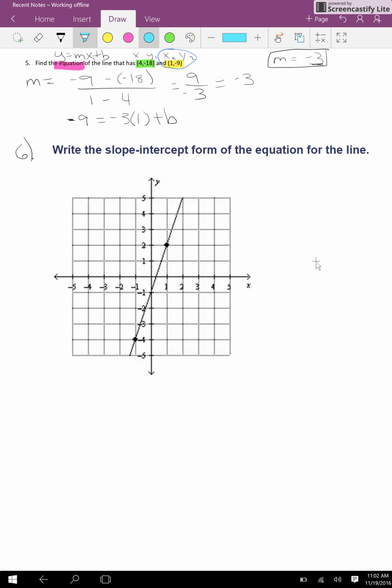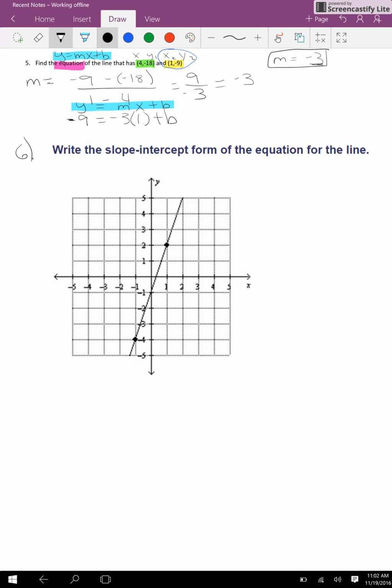So let's recap. I knew that I wanted an equation like that. So I plugged in the information that I had that looked like that. So I got my y from the -9. I got my m from the work that we did. I got my x from the ordered pair. And now we don't know what our b is.